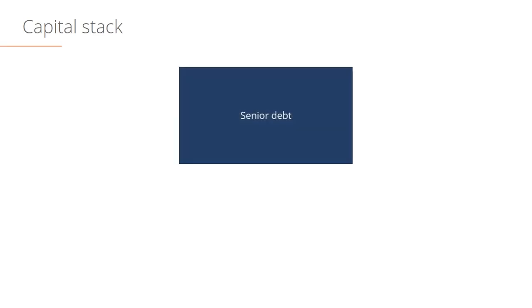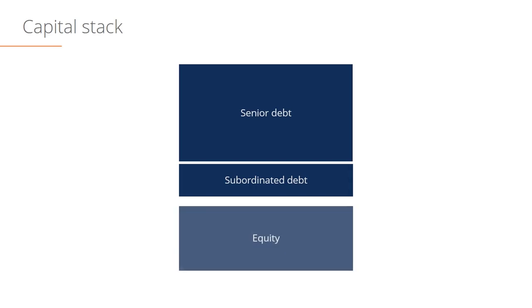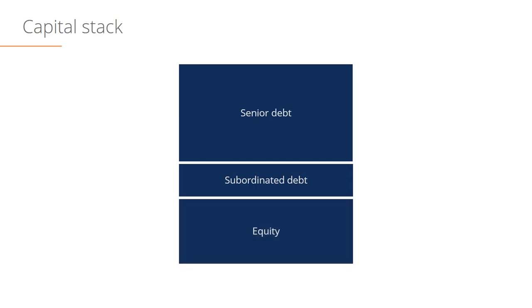In this section, we're going to talk about subordinated debt, but I first want to review the capital stack. We have senior debt at the top, subordinated debt in the middle, and equity below that. This is ranking in terms of priority from top to bottom, and the return profile is the inverse, with equity having the highest return profile and senior debt the lowest.